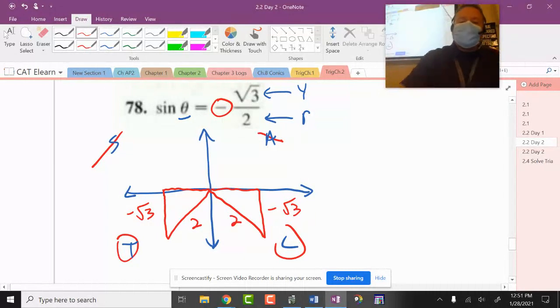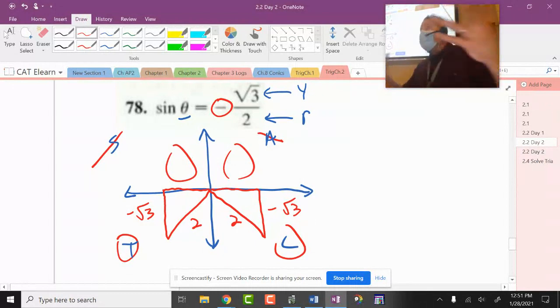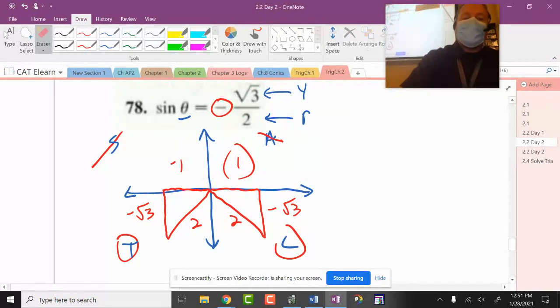Just for giggles, what is this missing side and this missing side? 1, but I don't really need it. This one's actually -1, but it doesn't really matter for this question. All right.